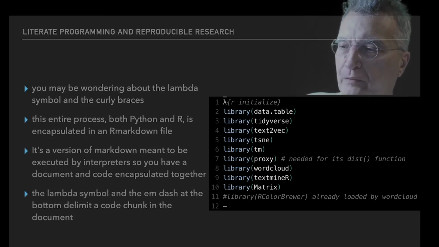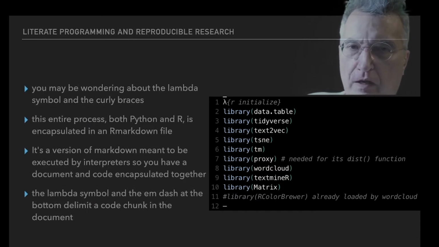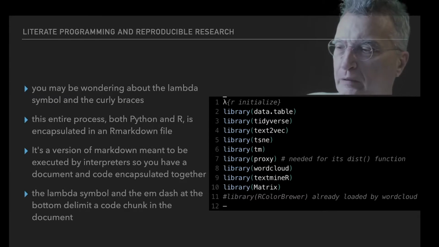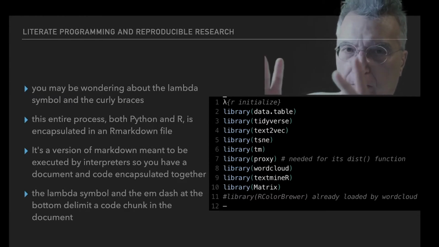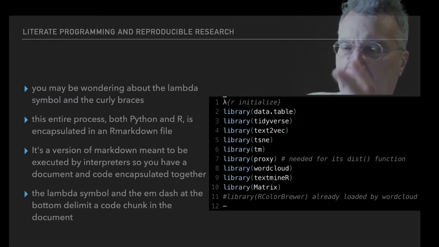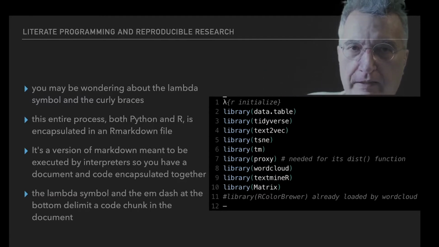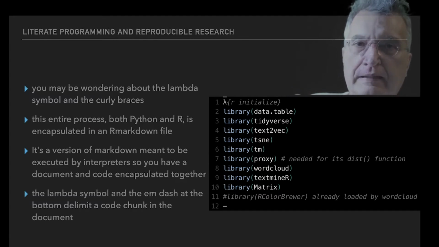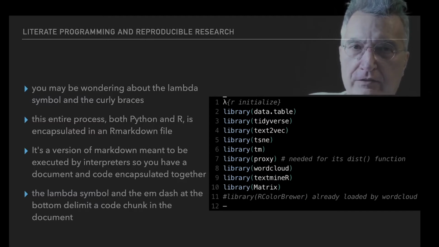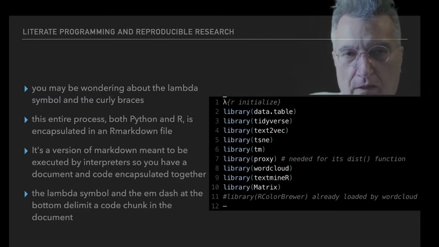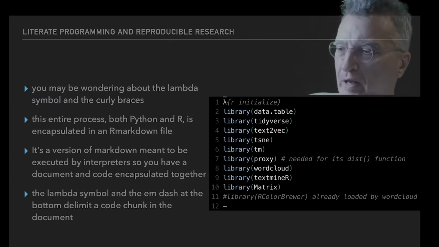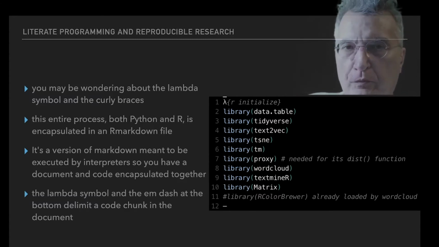Now you may be wondering about the lambda symbol and the curly braces at the top, which are not part of the code. This entire process, both the Python and the R code, is all encapsulated in one file called an R Markdown file. And this is a version of Markdown that's intended to be both understood by program interpreters like R and Python, and also by text engines like LaTeX that convert it into a document. So this is an example of literate programming and reproducible research.